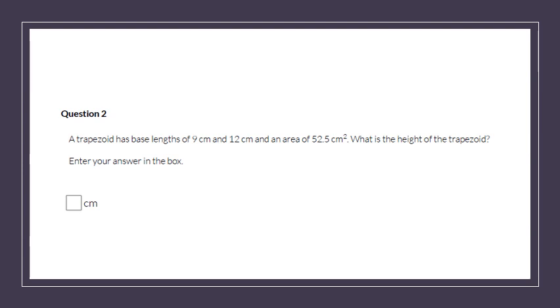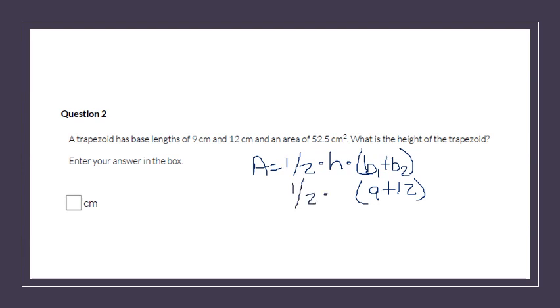Okay, number 2. A trapezoid has base lengths of 9 and 12, and an area of 52.5 centimeters squared.